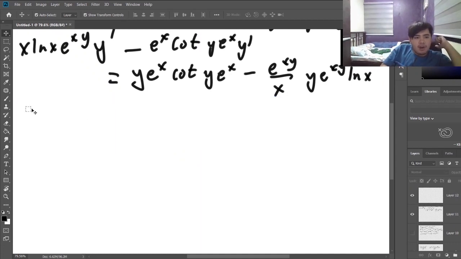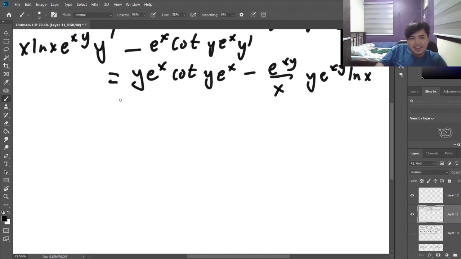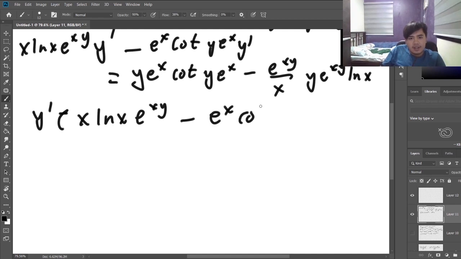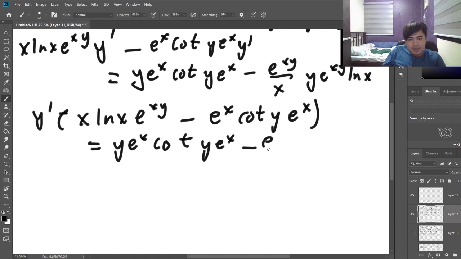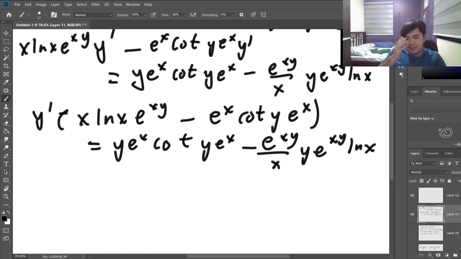So let's group y prime. I am not in the mood today. Anyway, I'm so sorry. y prime is then x ln x e to the xy minus e to the x cotangent y e to the x equals y e to the x cotangent y e to the x minus e to the xy over x, y e to the xy ln x. I sound like I'm saying nonsense here, but it makes sense. Trust me.